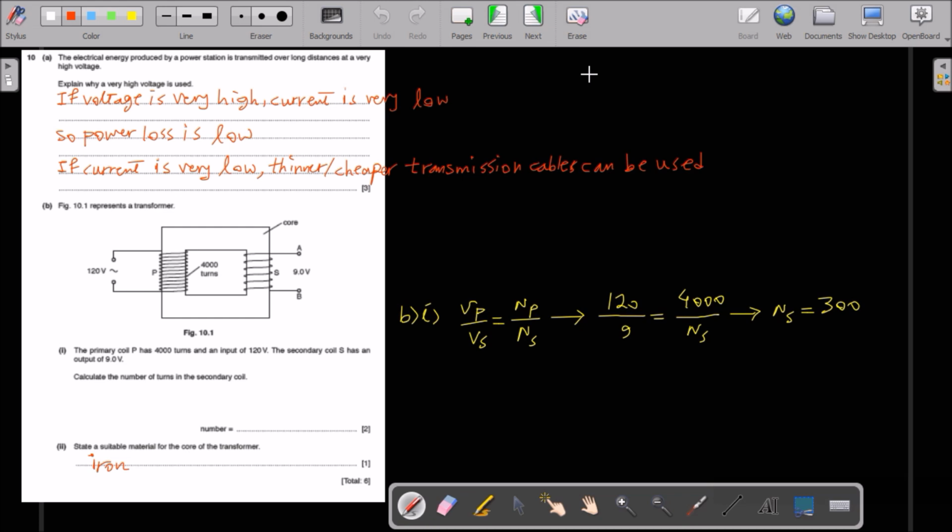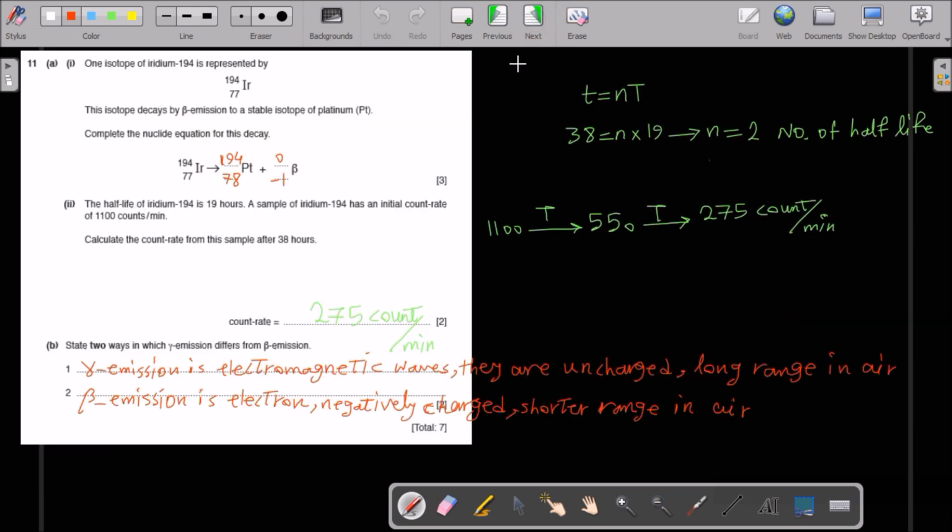State a suitable material for the core of the transformer. So it is iron. Question 11. One isotope of iridium 194 is represented by Ir 194, 77. This isotope decays by beta emission to a stable isotope of platinum, Pt. Complete the nuclide equation for this decay.